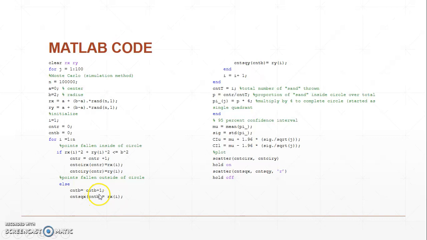And what Monte Carlo does is it uses that count of points that fall inside and outside the circle to generate a proportion here. So this is a proportion of what we would consider, as we've heard, sand that falls inside the circle over total sand that falls outside the circle.